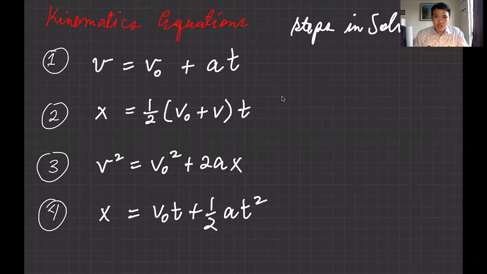So remember the notations that we use. V, final velocity; V naught, initial velocity; a, acceleration; and t is time. The second equation is displacement, mostly the final displacement part, equal to 1/2 times the quantity v naught plus v, times t. V naught is initial velocity, v is final velocity, and t is time. The third equation is v squared, final velocity squared, equals initial velocity squared plus 2ax, acceleration and displacement. And the fourth equation, x equals v naught t plus 1/2 at squared.